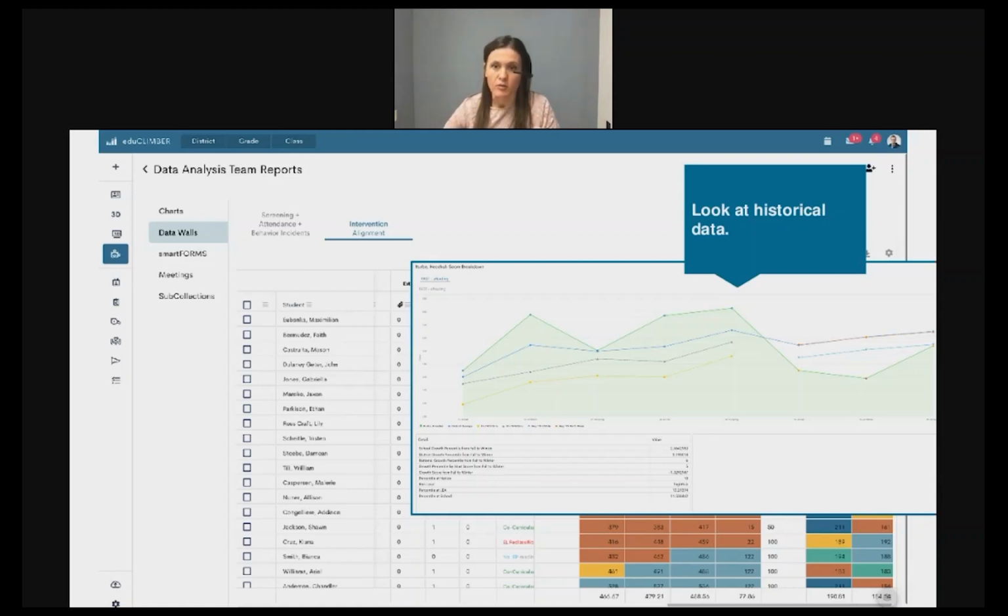Again, here is where we would look at that historical data. So if we're seeing that, we don't want to just say, well, they scored low on this one test this one time, let's throw them in an intervention. We should really be making sure that this is an ongoing issue and that we're taking time to ensure that the resources we're putting out there are in fact needed.